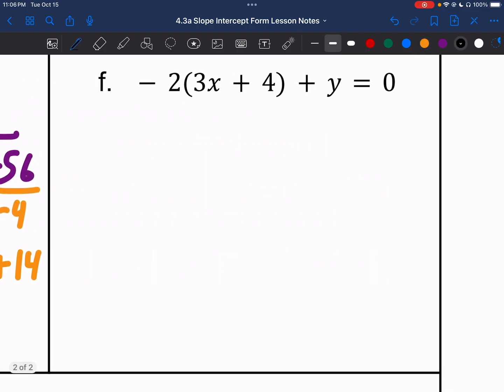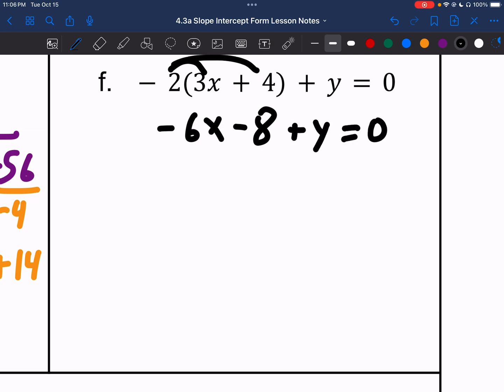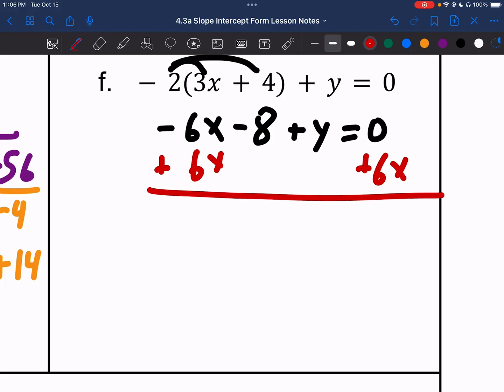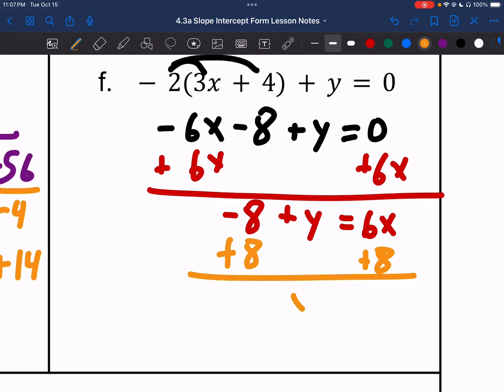Letter F, we're going to have to do distributive property. And so we do that. We get negative 6x minus 8 plus y equals 0. My first step is going to be to add 6x to both sides. And I'm left with negative 8 plus y equals 6x. Then my next step will be to add 8 to both sides. And I get that y is going to be equal to 6x plus 8.